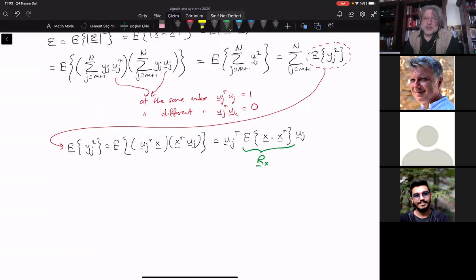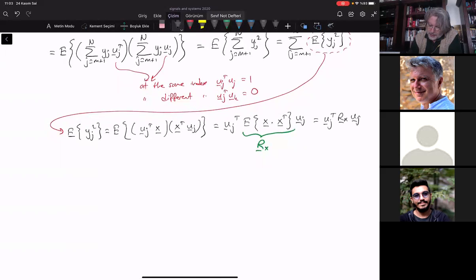Therefore, our optimization will have terms inside it which are a function of the autocorrelation of x. It means that we need to know the autocorrelation of our signal for the optimization. We will need it. It's here. Let's write everything as uj transpose Rx uj. This is the expected value of yj square, one term.